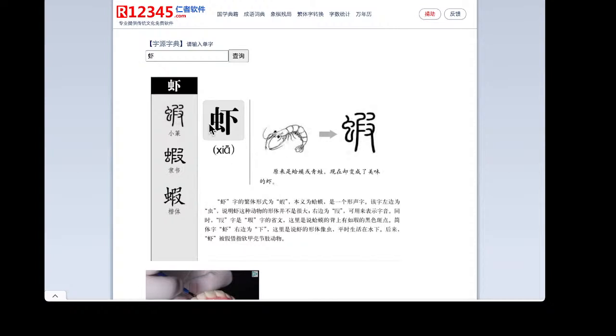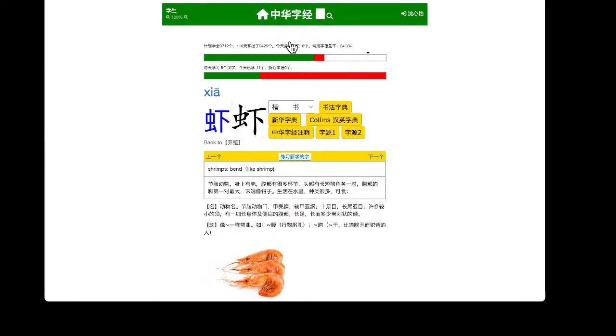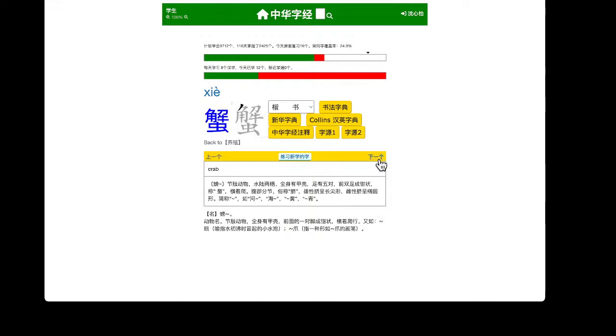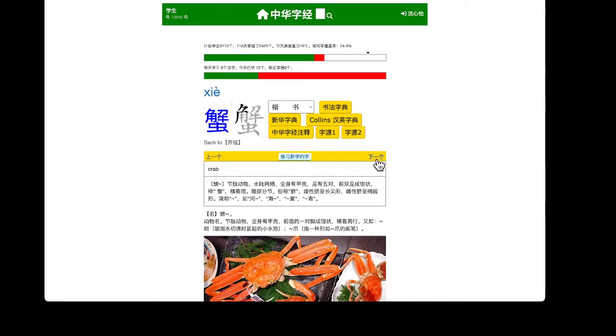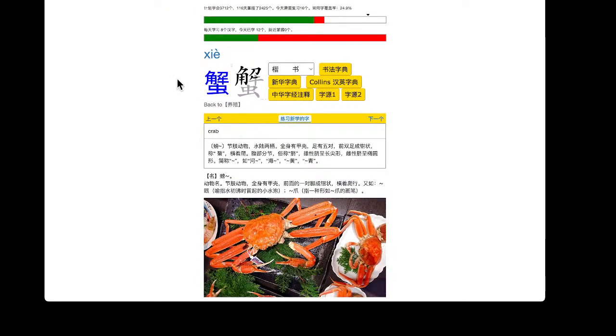But the shrimp sort of is like a bug. So it's got that one on the side, the bug radical. Xie also has the bug radical. This is crab. On the top is jie, I think. I want to make sure I'm giving correct information. Yes, the top is jie, which means to divide, split, or break apart.